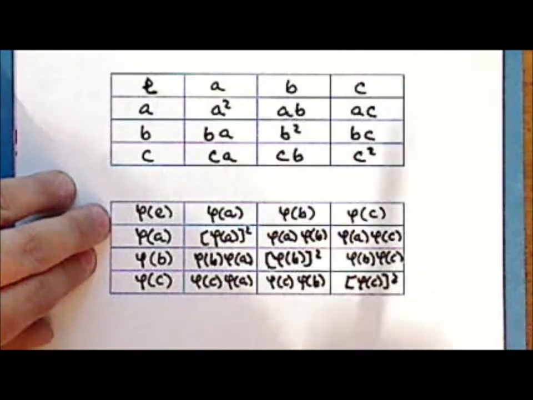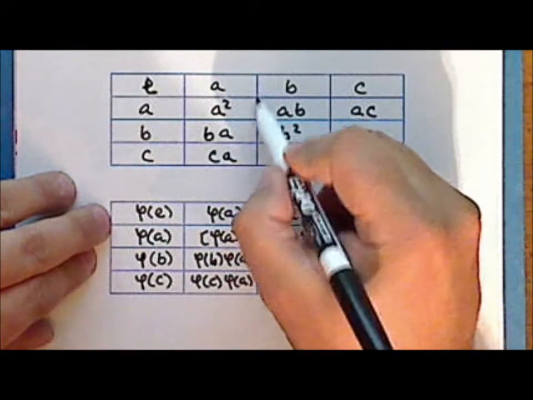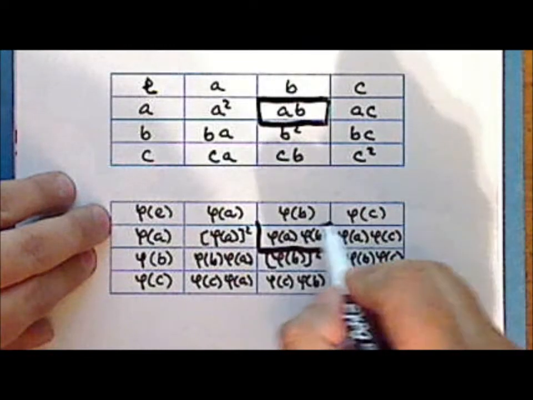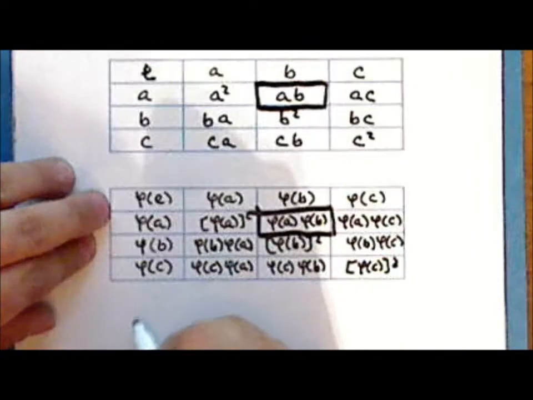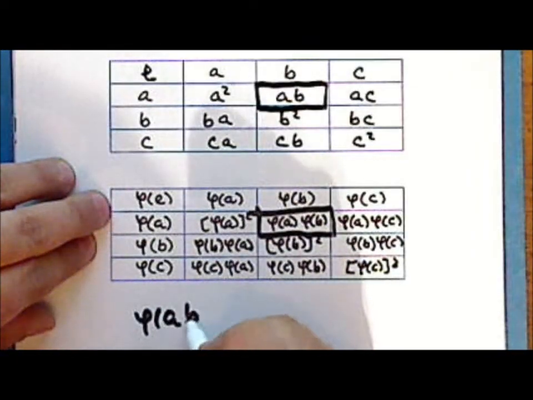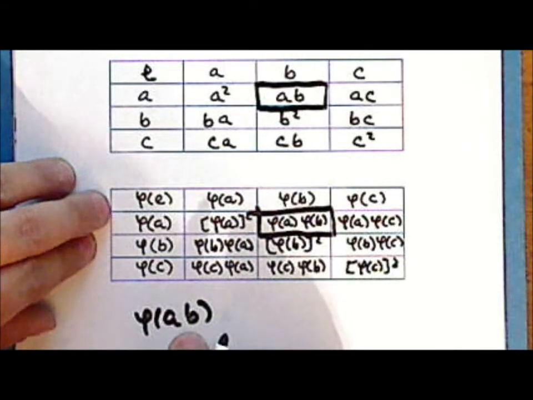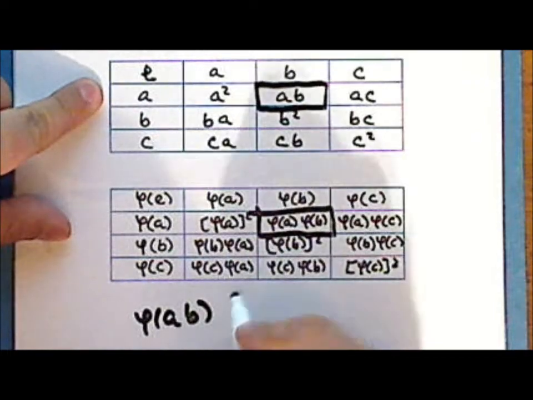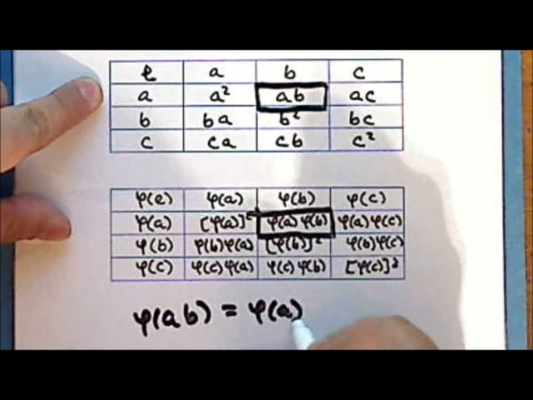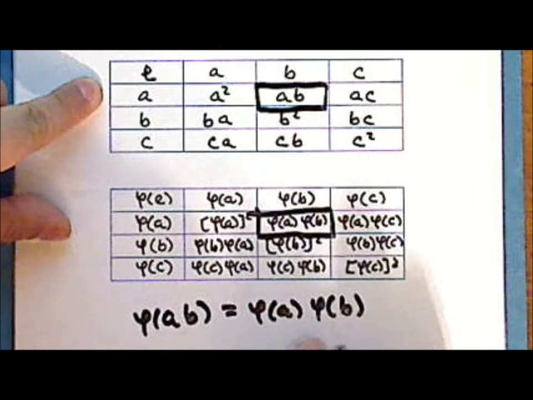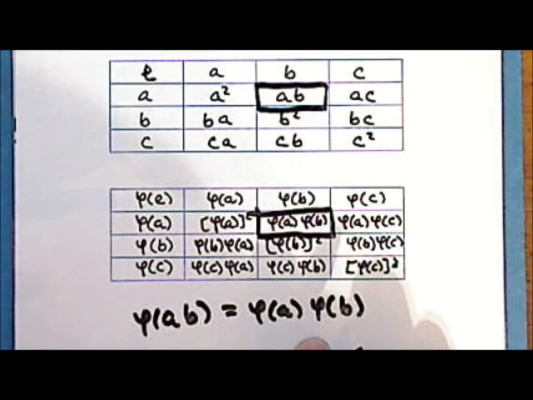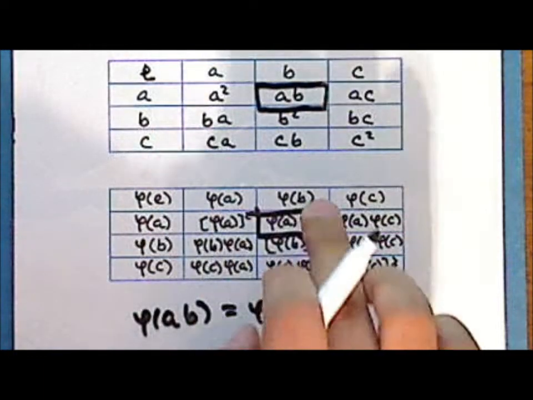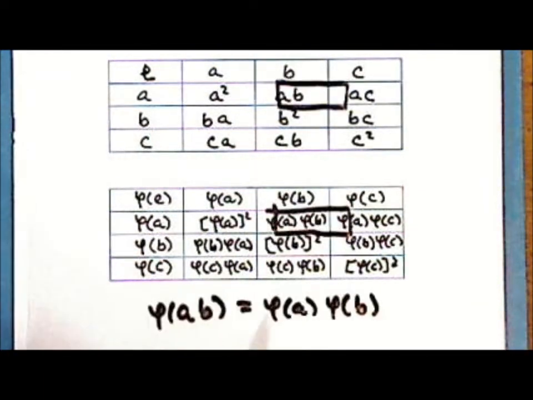And so for any given pair of elements, A and B, we have that phi of A times B, where A times B is the operation in the first group on the elements A and B, is equal to phi of A times phi of B, where the operation on the right is the operation from the group, which contains the elements phi of E, phi of A, phi of B, and phi of C.